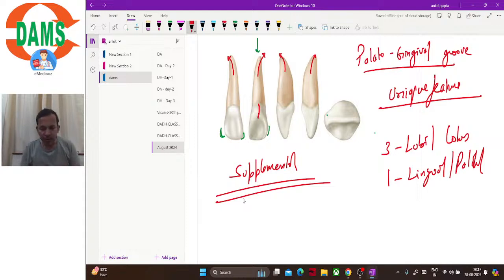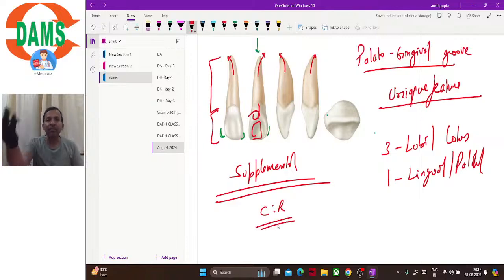Again, you would notice here, as we have just discussed, the fossa and the cingulum are more prominent as compared to the central incisor. You would notice the difference between the sizes of the crown and root. The crown to root ratio is definitely lower as compared to the central incisor. We have already discussed that the central incisor has the maximum crown to root ratio amongst all the anterior teeth, right?